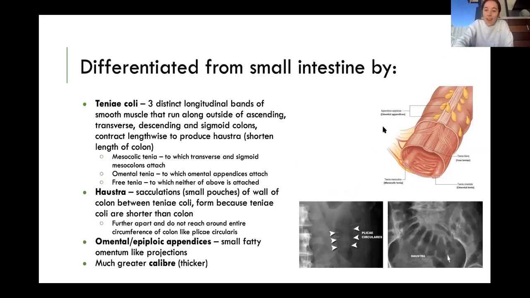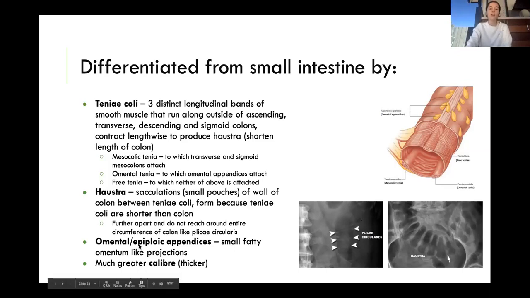And so the taenia coli are these long bands that go along the colon, and when they contract, it creates these things called haustra. So they're these pouches, which you can see on the X-ray, and they differ from the plicae circulares in that the rings don't go totally around the colon.